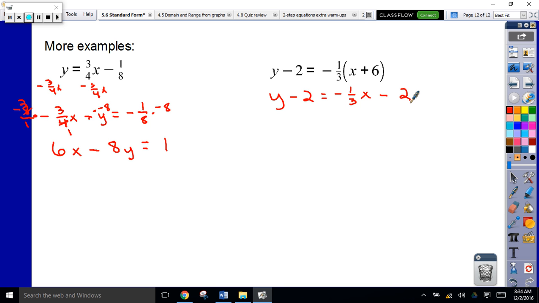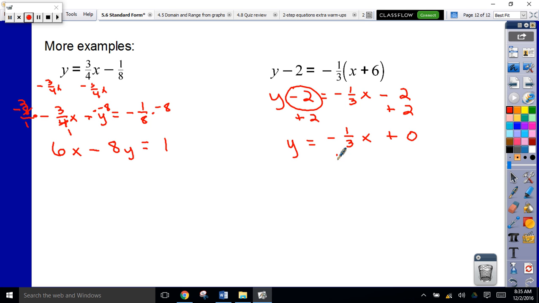Now I need to move my variables to the left. I also have a constant that I need to move to the right. So I'm going to start by moving this constant. So I'm going to do plus 2, plus 2. So I get y equals negative 1/3 x plus 0. Negative 2 plus 2 is 0.